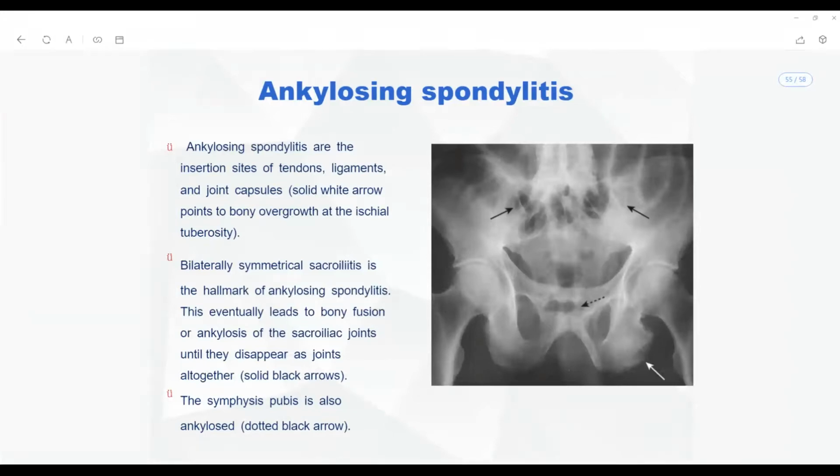Well, no, not exactly. See, sacroiliitis means inflammation of the sacrum and the ilium joints there. It can happen because of so many clinical conditions. And it can also happen because of psoriatic arthritis, reactive arthritis, inflammatory bowel diseases, right?